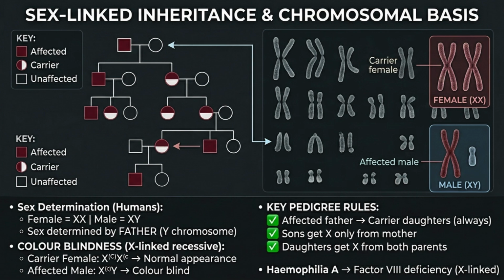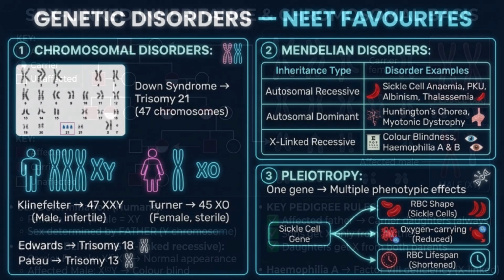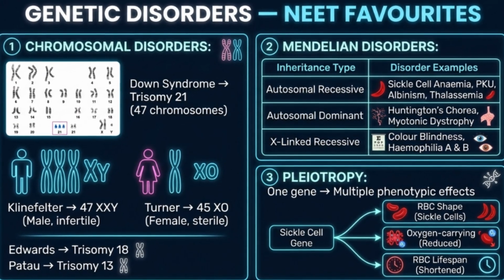Classic examples for NEET: color blindness and hemophilia. Color blindness is X-linked recessive. A carrier female, XCXc, looks normal but passes the recessive allele to sons. A son receiving Xc from mother and Y from father, XcY, is colorblind. Haemophilia A involves deficiency of factor VIII, also X-linked recessive. In NEET pedigrees, when you see more affected males than females and the trait skips generations through females, think X-linked recessive.